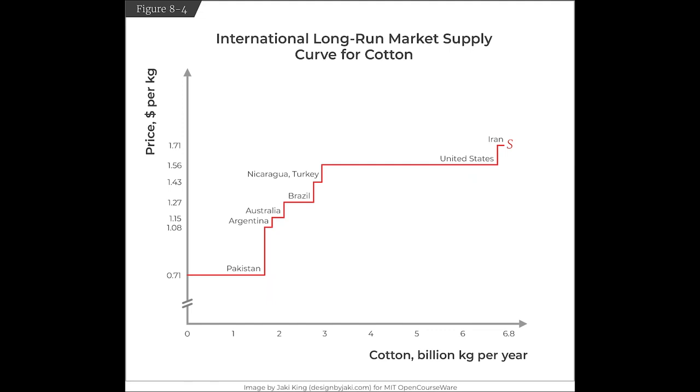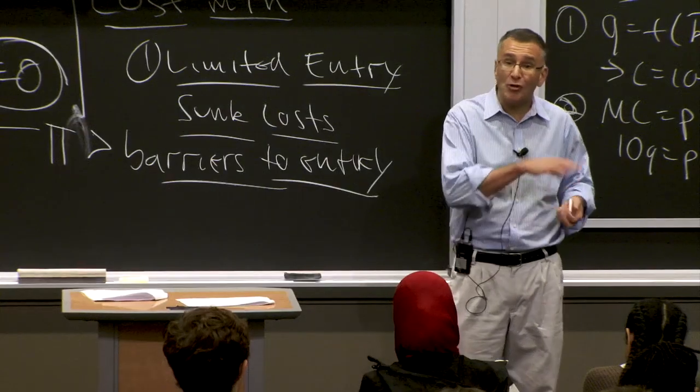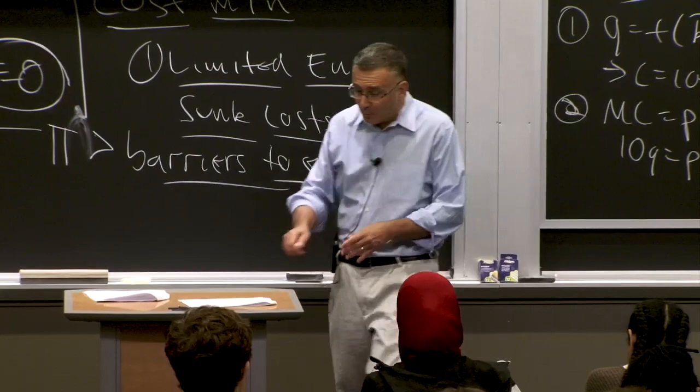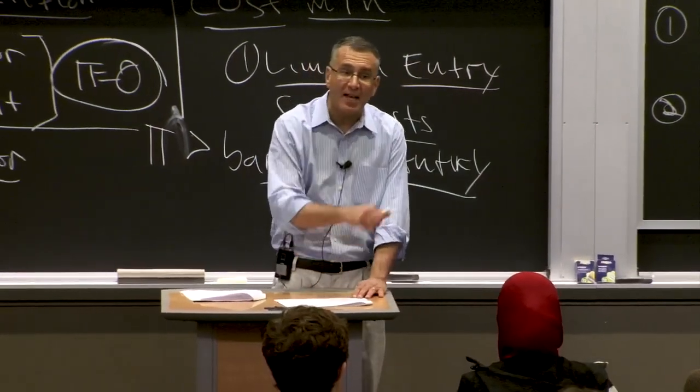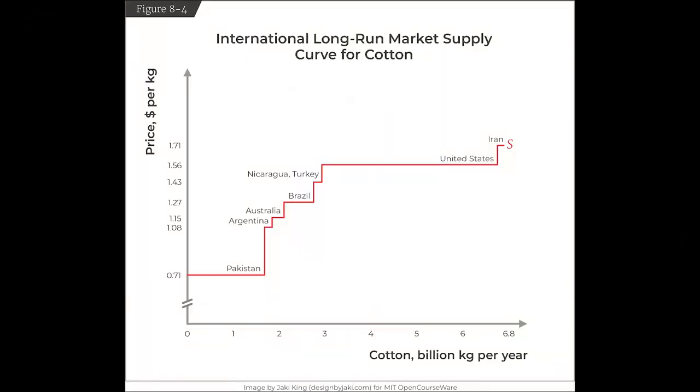However, that was only for a certain amount. At some point, Pakistan ran out of cheap cotton, and they had to start producing cotton using more expensive methods. Remember, marginal cost at some point has to slope up. So marginal cost was sort of flat for a while in Pakistan, then has to slope up. And suddenly, it becomes cheaper to produce cotton in Argentina at $1.08. Then it becomes cheaper to produce cotton in Australia at $1.15. And eventually, if the price gets to $1.56, it's finally cheap enough to produce cotton in the United States.